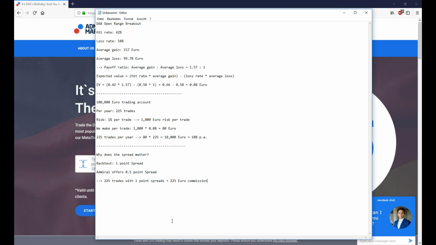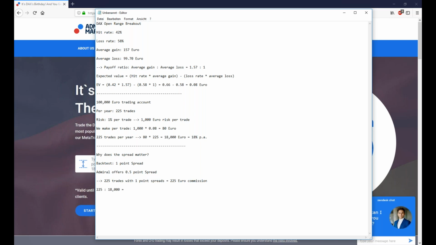So if you have 225 trades with 1 point spread and 225 euro commission in this case, this means on a 100,000 euro account, it doesn't seem that much, because it's just 0.2%. Okay, and this is not that much. But have a look at it from this perspective. We're looking at 18,000 euro here, and then things turn, because now it's the performance, and you consider this spread, the commission you pay, to be part of your performance, which you obviously do not have at the end of the trading year in your trading account.